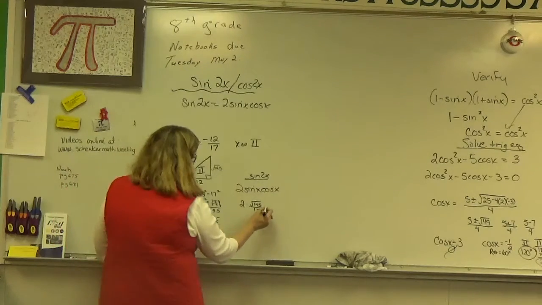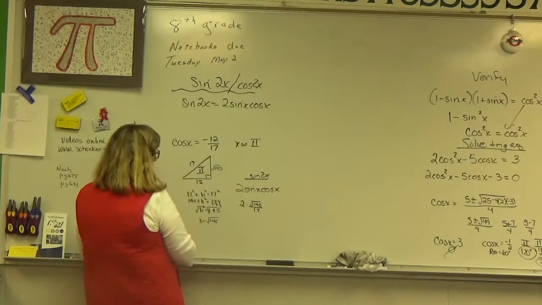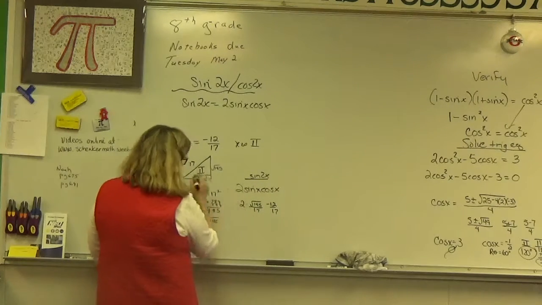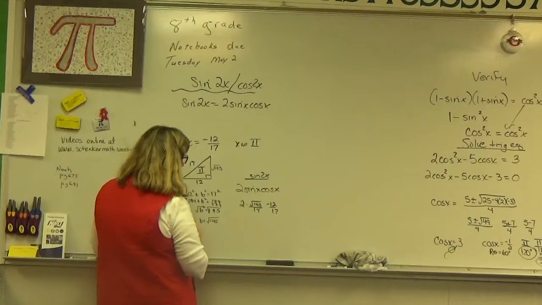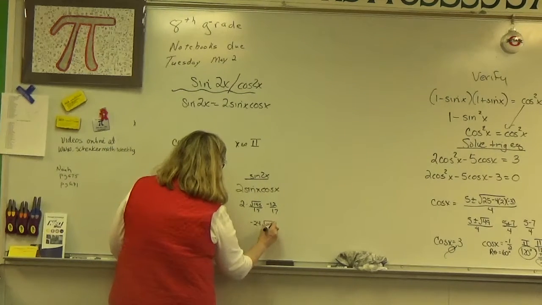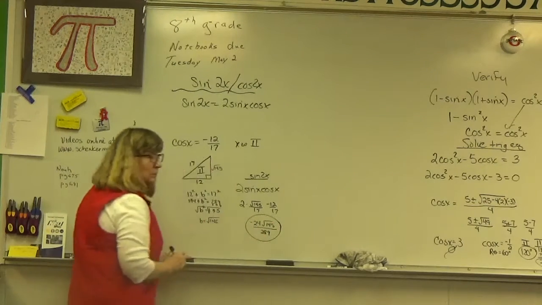What's the cosine of this triangle? And it's negative because it's in the second quadrant and it was cosine. Then all you do is multiply. So I get a negative 24 square roots of 145 over 289. And that would be your answer.